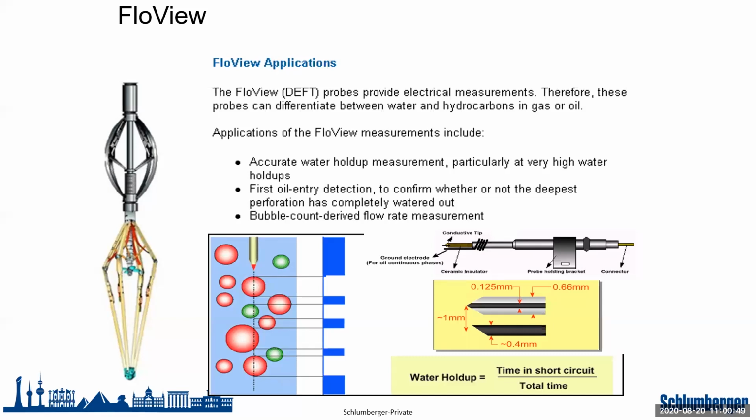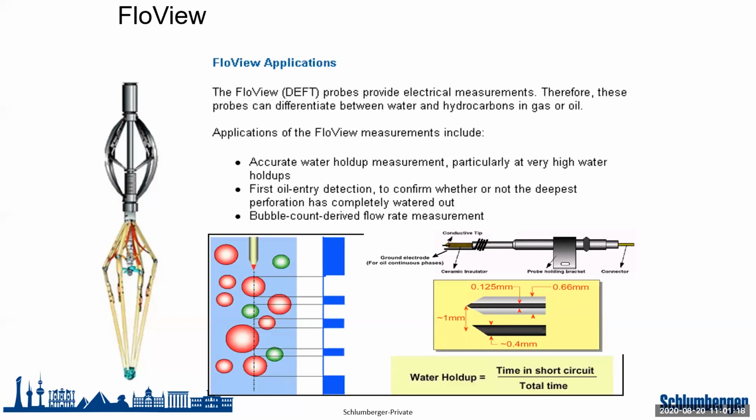Let's say a bubble of hydrocarbon comes to the probe. What will happen with the current that is being conducted? This is going to create an open circuit. So what I will be counting is the bubbles of hydrocarbon approaching the probe. In the case of hydrocarbon present in the wellbore, I have no current being conducted in my tool through my probe and the body of the tool.